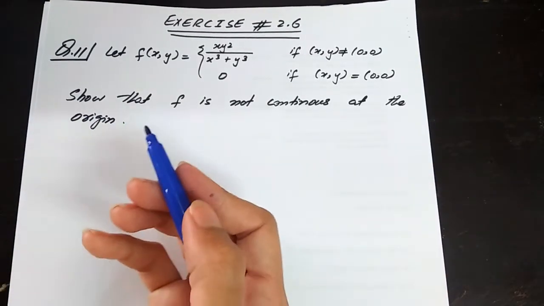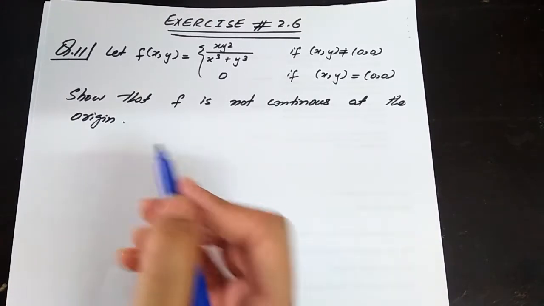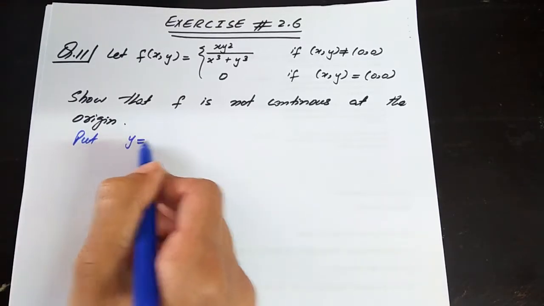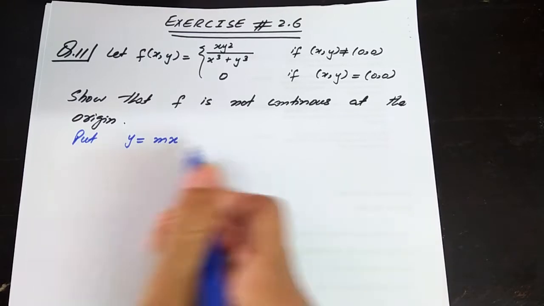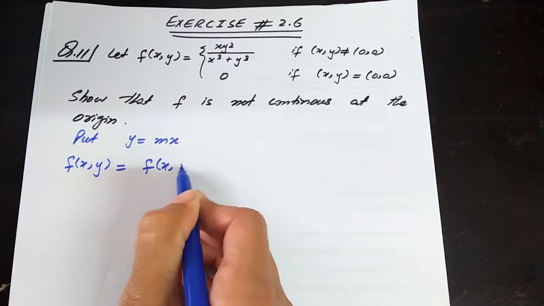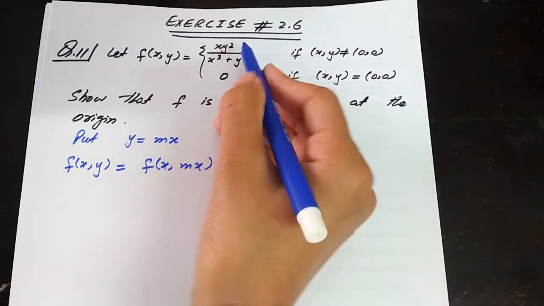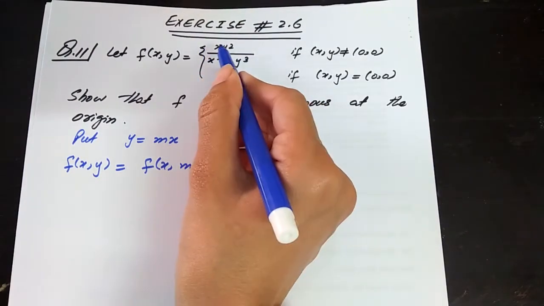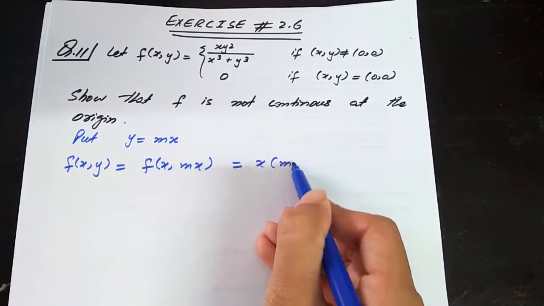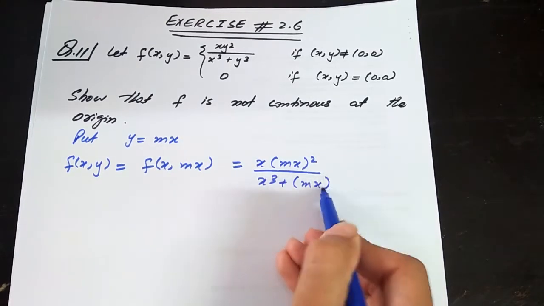Let's approach from the line y equals mx. I am approaching the limit from the line y equals mx. For that purpose, put y equals mx in f(x,y). Then my f(x,y) will be equal to f(x, mx). Replace your y with mx. Whatever your function is given here, replace your y with mx. We will get x times mx whole squared divided by x cubed plus mx whole cubed.